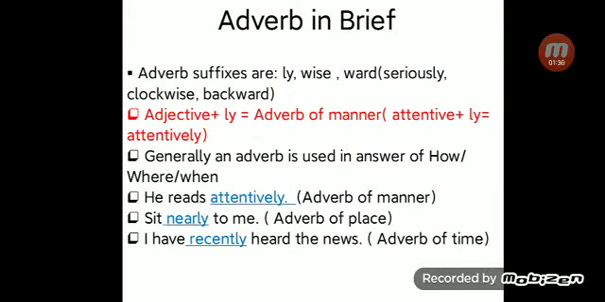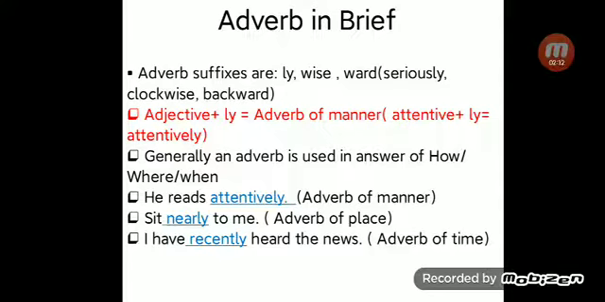Now we will know adverb in brief. Adverb suffixes are ly, wise, ward. Here are some examples: seriously, clockwise, backward. Another rule: adjective plus ly equal to adverb of manner. Example: attentive plus ly equal to attentively. Here attentive is an adjective and ly is added, then it is adverb of manner, attentively.